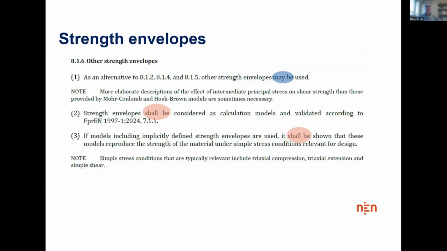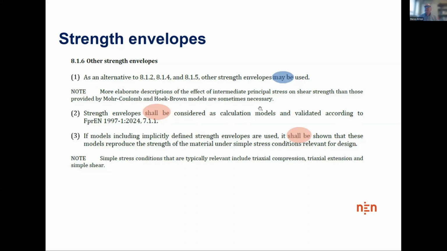And this section of chapter 8 ends by opening up the field, saying, well, those are some basic proposals, but you can come with something else. Interestingly, it's open here, and then here again you see open at the beginning, then restrictive. But if you're going to use something different, note that they are considered as calculation models and should be validated accordingly. And also that you should show how this, for instance something that is implicit in a numerical model, behaves under simple stress conditions like triaxial compression, triaxial extension, simple shear, something like that.